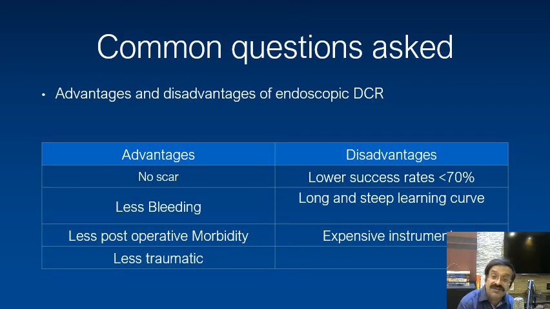Now, what are the disadvantages? Contrary to the popular belief, this has a lower success rate. Its success rate is somewhere around 60 to 70%, as opposed to external DCR where the success rate almost approaches 90%. We could also have a long and steep learning curve because it's basically an endoscopic surgery. It has a long learning curve, and the instrumentation is extremely expensive.